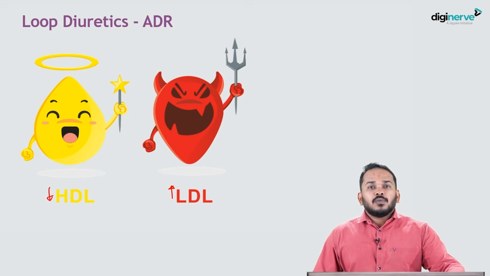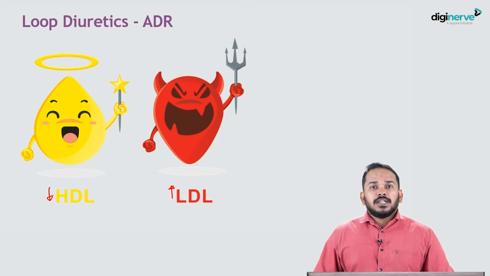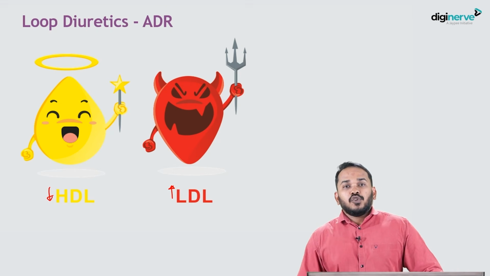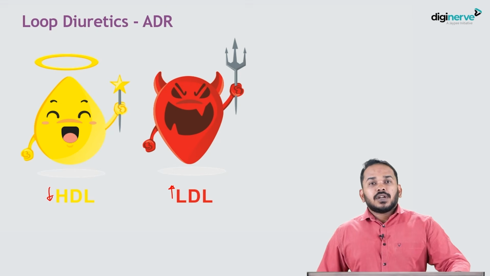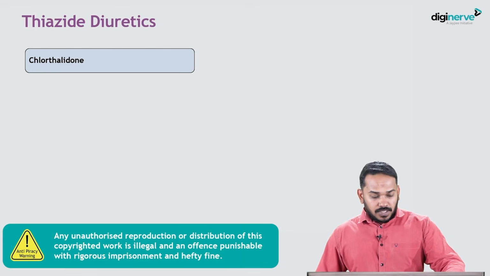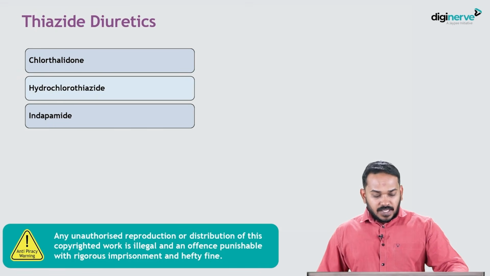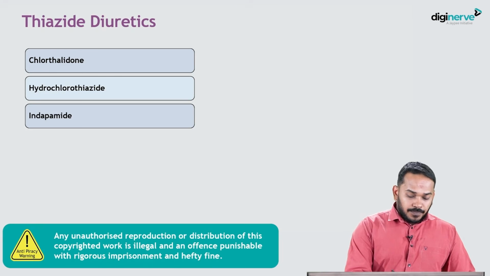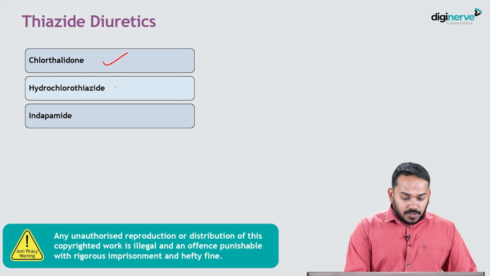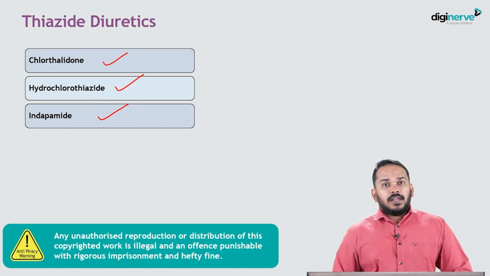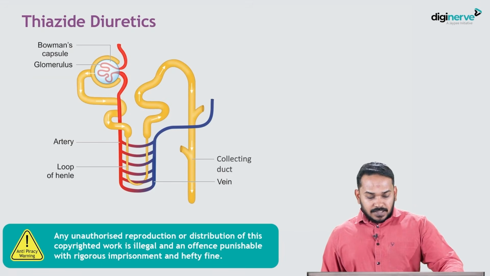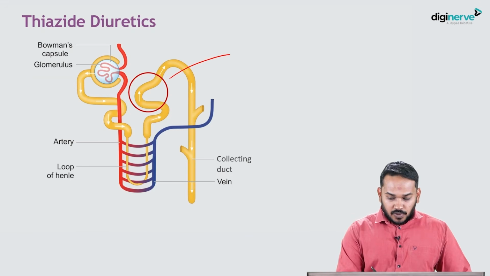So now we will see what are the diuretics that act on the distal convoluted tubule. These diuretics are called thiazide diuretics. These include chlorthalidone, hydrochlorothiazide and indapamide. And these agents act on the distal convoluted tubule.